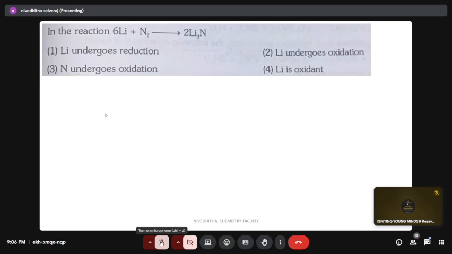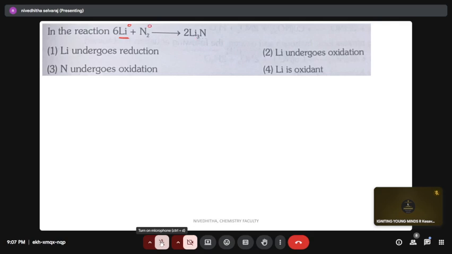If you want a clue, please let me know. I'll give you a clue. See, here the species are in their natural state, right? Here I have only one lithium and there is no charge. So if there is no charge, what will be the oxidation state? 0. In N2, though it is a molecule, we have no charge over there. So here the oxidation state of nitrogen is also 0.